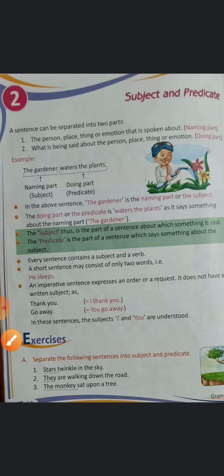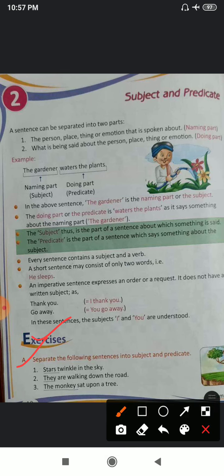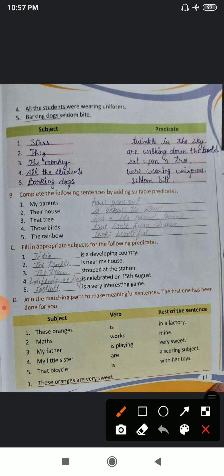Now I'm going to start with the exercise portion, exercise number A. In this exercise, you have to separate the following sentences into subject and predicate, right? Sentences are given and you have to separate these sentences into subject and predicate. Number 1, stars twinkle in the sky. Number 2, they are walking down the road. Number 3, the monkey sat upon the tree. Number 4, all the students were wearing uniforms. Number 5, barking dogs seldom bite.